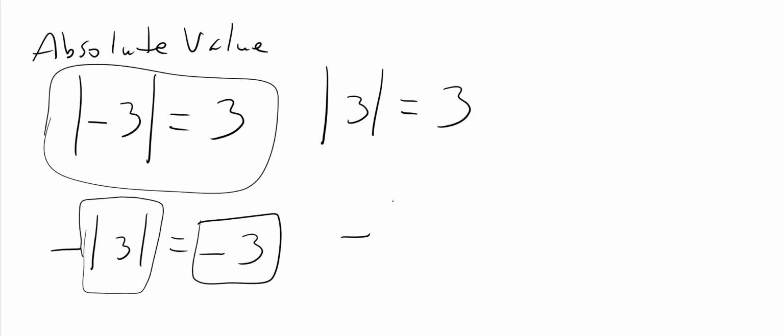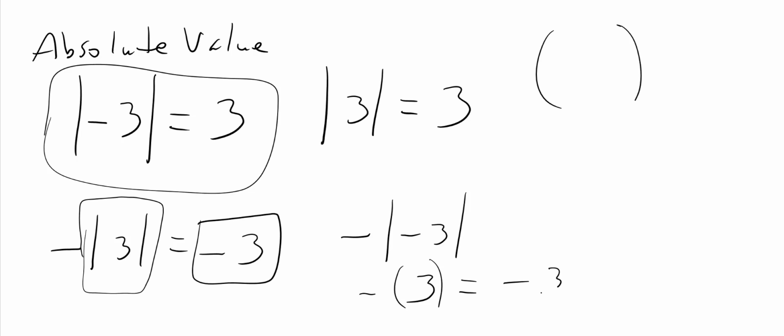If I did negative of the absolute value of negative 3, always do the stuff inside the absolute value. Absolute value is really kind of like parentheses. You do everything inside the parentheses and then the stuff outside of it. So the absolute value of negative 3 is 3. Okay? And then that negative is still there. So the answer is negative 3. Okay?